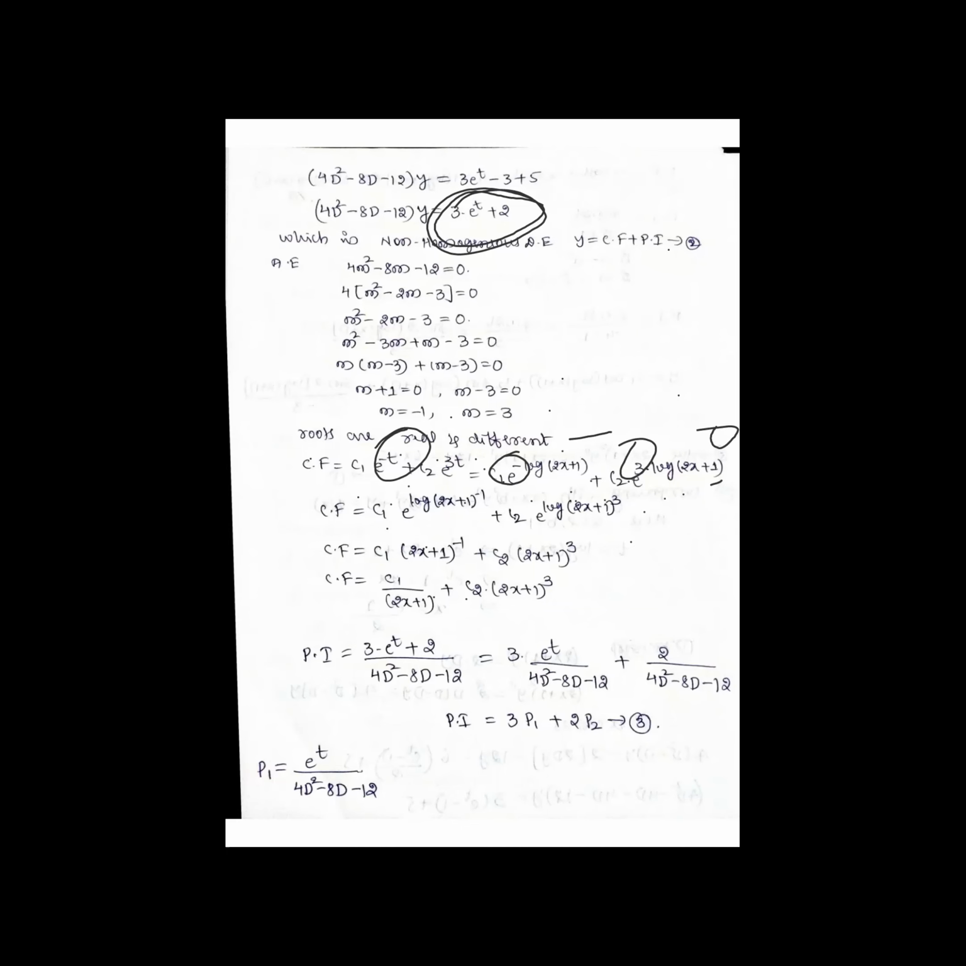So C1, e and log get cancelled: 2x plus 1 raised to minus 1. E and log get cancelled: C2, 2x plus 1 the cube. This I'll take to the denominator, it becomes 1 upon 2x plus 1. So 2x plus 1 the cube. Therefore, this is our complementary function.